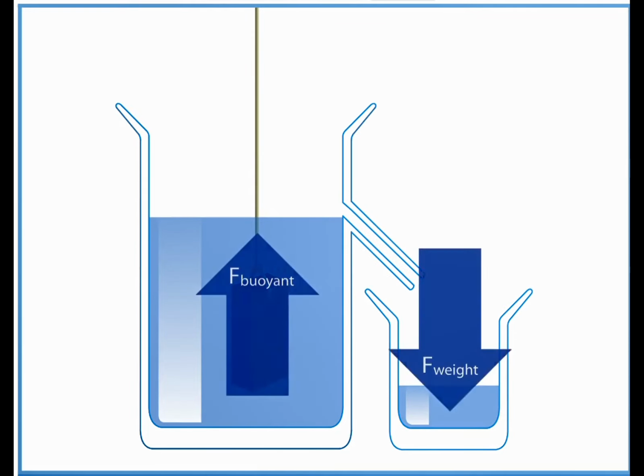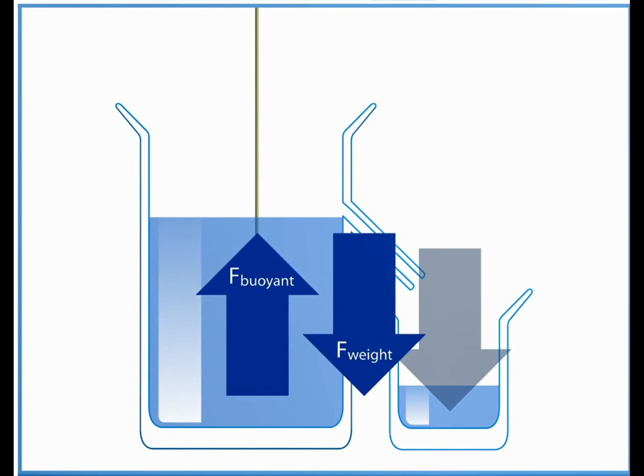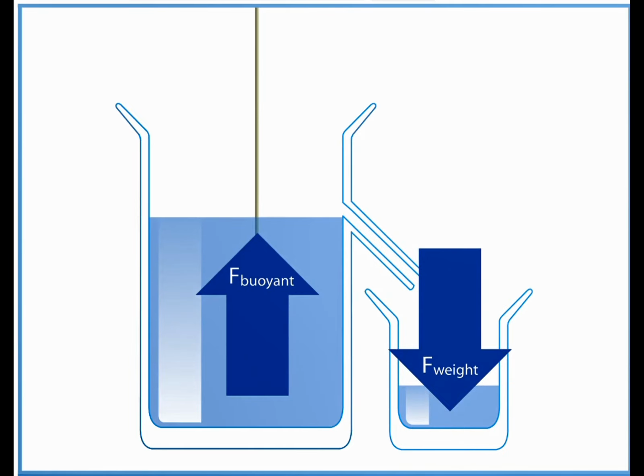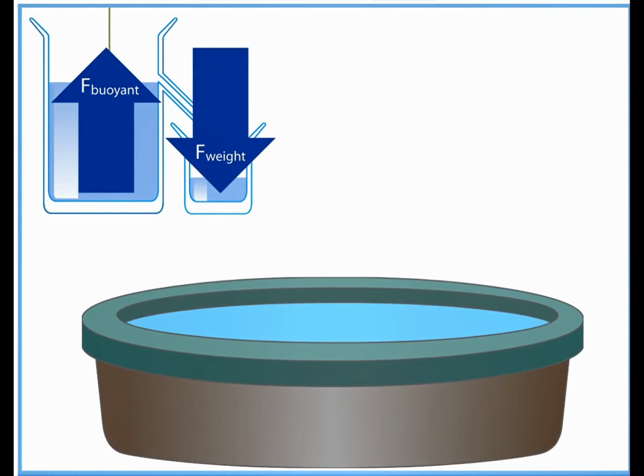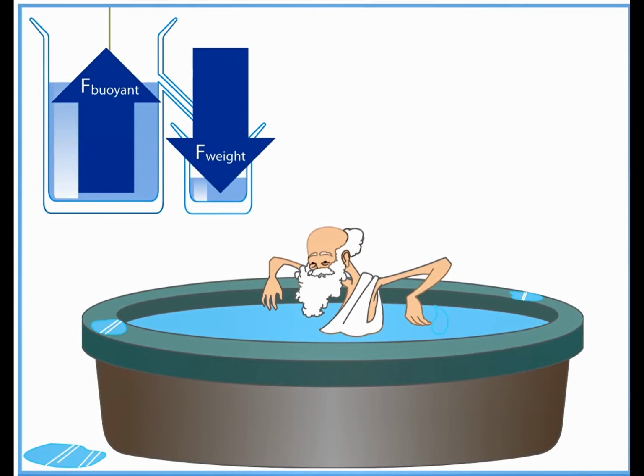The brick will experience an upward buoyant force equal to the weight of the fluid that was displaced. This is known as Archimedes' principle. Legend has it that he thought of it one day when he spilled water on the floor while getting into the bathtub.